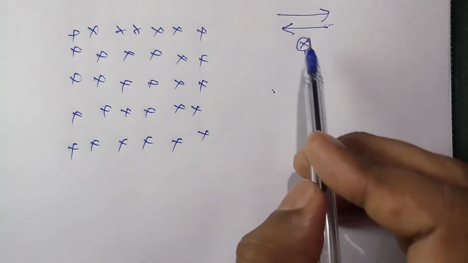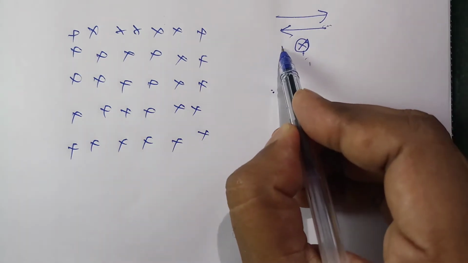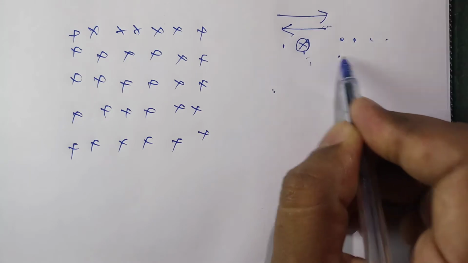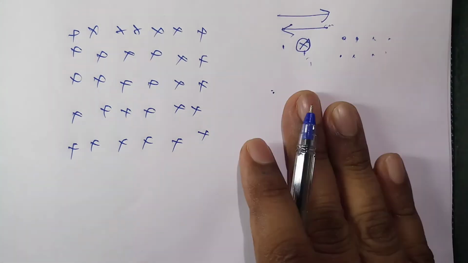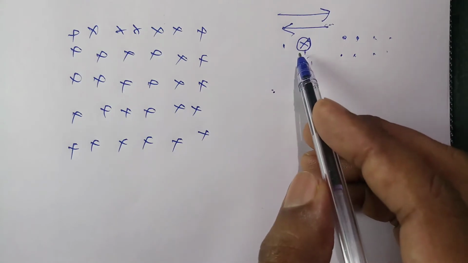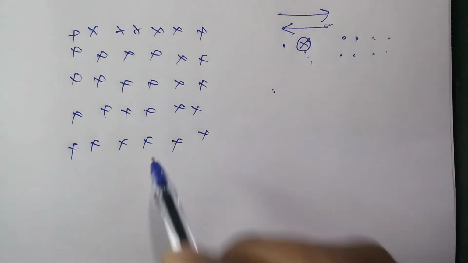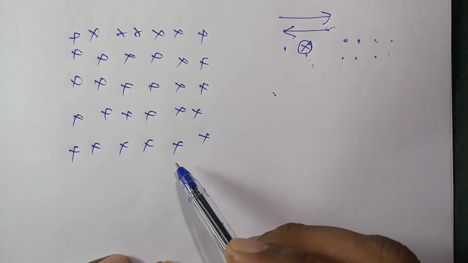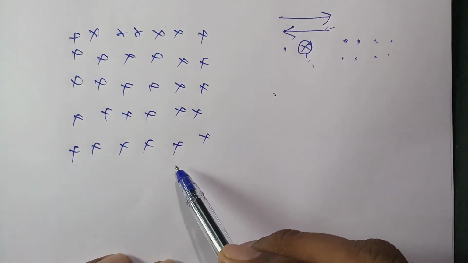If the arrow is coming out of the paper, then you can see one dot. So if you have so many dots like this, then the meaning is the field is coming out of the paper towards you, towards the observer. When the cross is there, the meaning is the magnetic field is into the paper. So now this picture is a magnetic field into the plane of the paper.